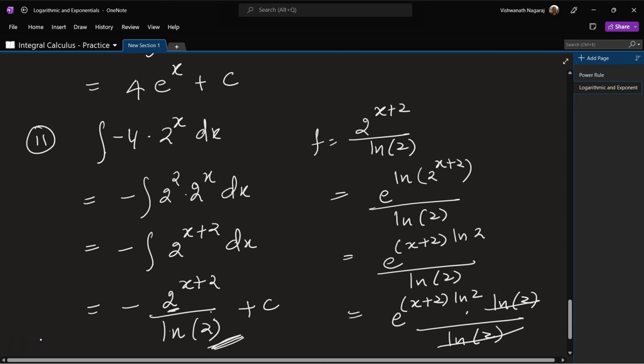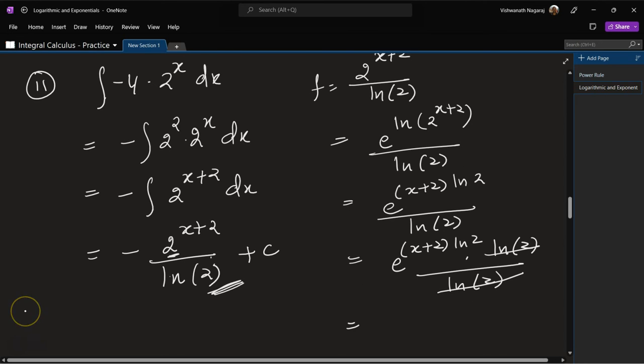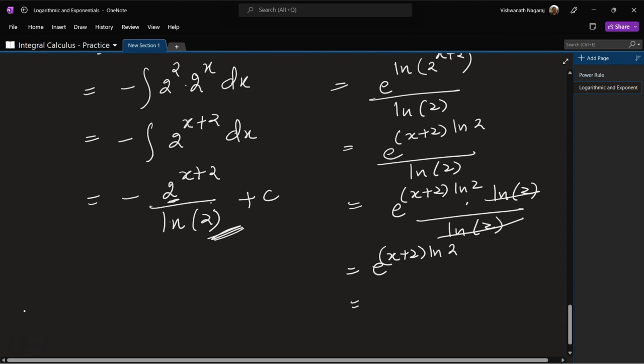This and this cancels, and we are left with e to the power of x plus 2 natural log of 2. Again, logarithm rules, e to the power of natural log of 2 to the power of x plus 2. We can take it back up. Now, e and natural log cancel.